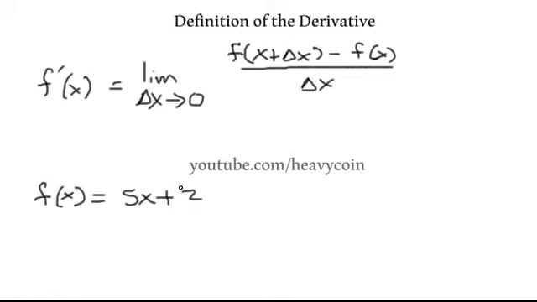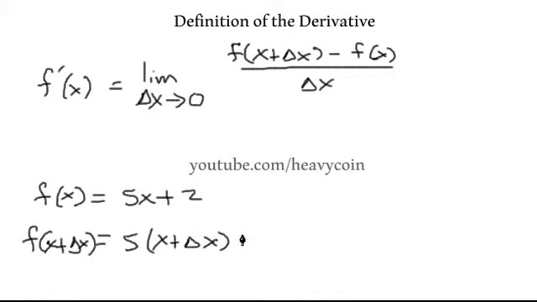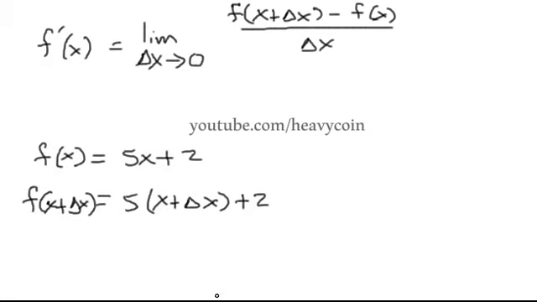And now I'm going to use this formula right here. So I'm going to take x plus delta x. So f of x plus delta x. And I'm going to substitute all of this into here. So this is 5 times x plus delta x and then plus 2. Alright. And of course f of x is just our function, and then we will write delta x. Alright, we're just going to focus on this piece right here.